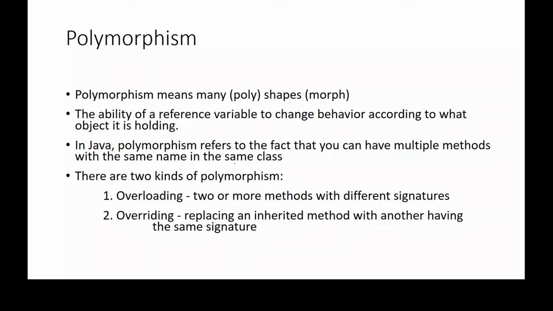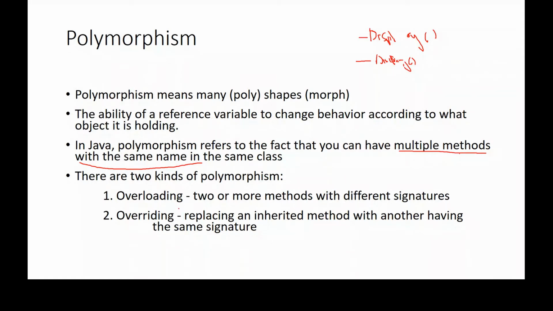Now, polymorphism in Java: you can have multiple methods with the same name. How come? You can have more than one method, like display. I can have more than one method in the same program, display, display. How come you can have the same method in the same program? This is called polymorphism, all right?